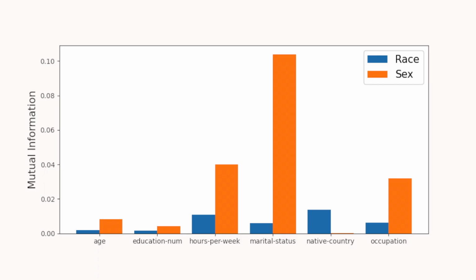One metric is mutual information, which gives a measure of nonlinear association between two variables. It tells us how much the uncertainty around one variable is reduced by observing another. For example, we see that the mutual information value between marital status and sex is high. This suggests a possible relationship between these variables. In other words, marital status could be a proxy for sex.